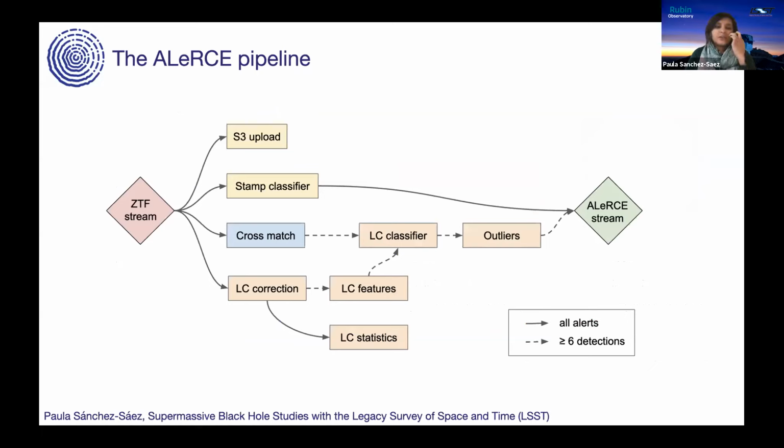So the ALeRCE pipeline receives the ZTF stream and then analyzes the data and provides two classifications. One is a stamp classifier and the light curve classifier. Today we focus mostly on the light curve classifier, but I will also briefly mention the stamp classifier. And if you want to have access to these classifications, you can connect to the ALeRCE stream.